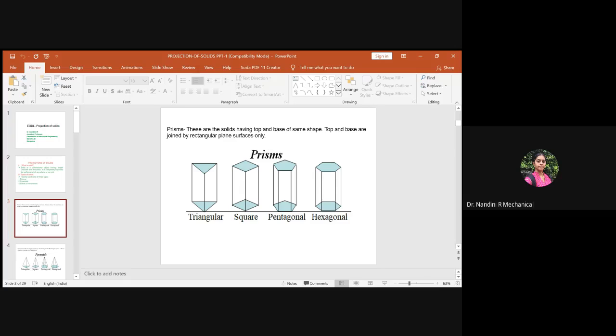Next comes our hexagonal prism. Same thing. A hexagon, you know, will have 6 sides. So you will have one bottom hexagonal surface and one top surface, again a hexagonal lamina.